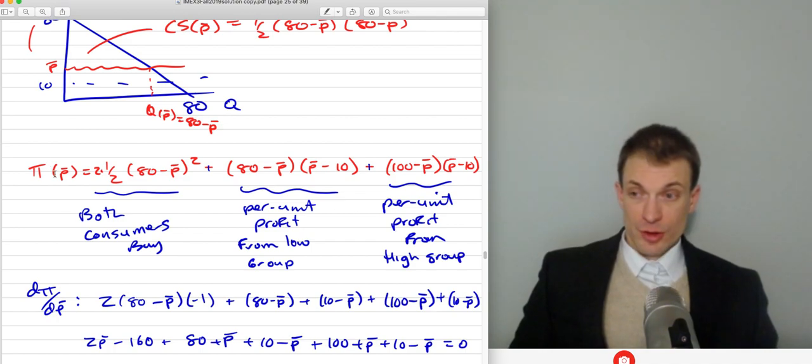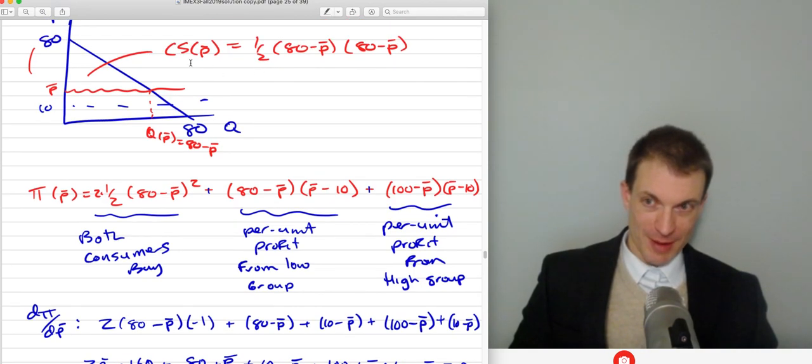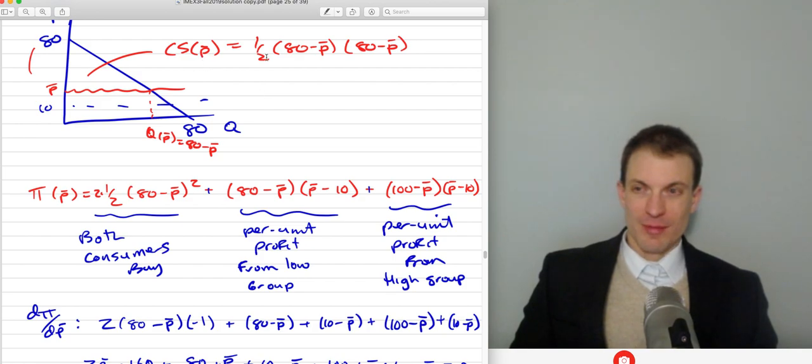Okay, so what I'm going to do is take a derivative, and find my optimal price. And once I found that optimal price, that's going to be my per unit price. Then I'll plug that back in, and I'll get my optimal tariff is going to be this right here. What's going to happen is my low group will definitely buy. My high group will definitely buy. I'm going to give up a little bit.